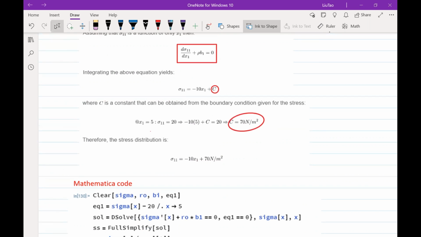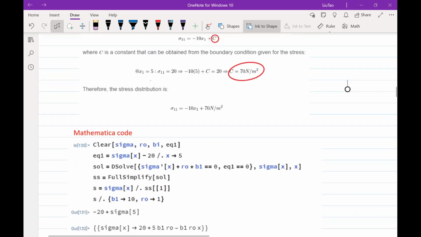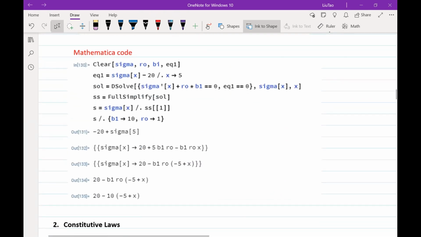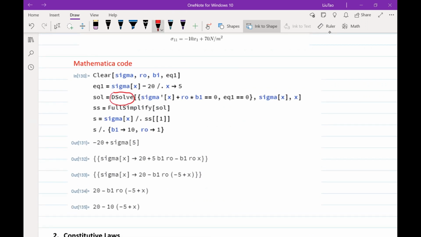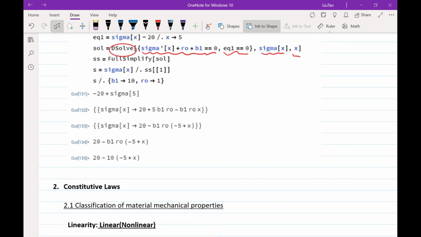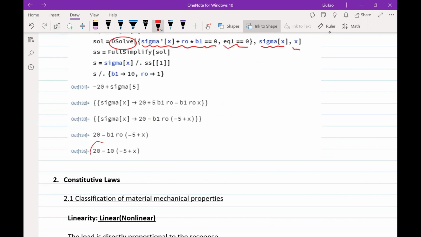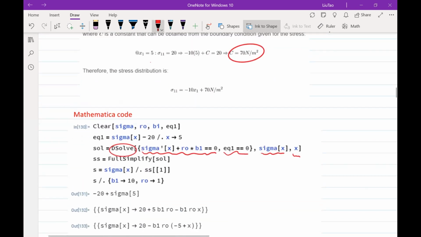This one is relatively simple, so you can solve it by hand. But here I also use the Mathematica code to find the answer. I use dsolve, and we have one differential equation and one boundary condition, and we solve sigma 11 with respect to x. After solving this, you will get the same answer as what I show here.